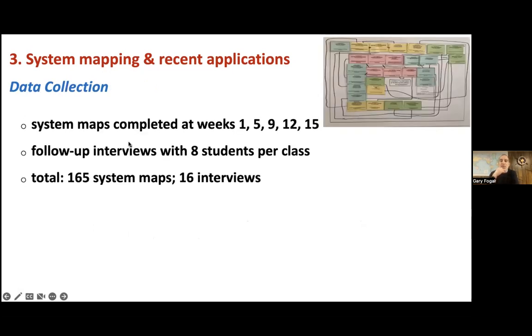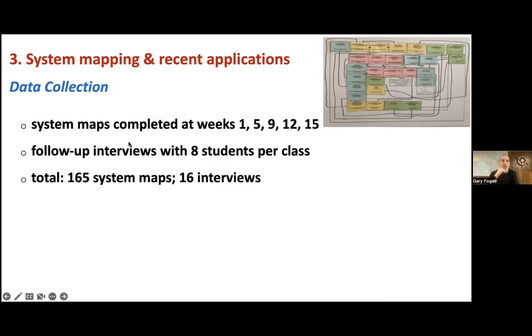In both sections of the course, system maps were collected at weeks 1, 5, 9, 12, and 15. Semi-structured interviews were conducted with 8 students per class. So in total, I collected 165 system maps and 16 interviews.